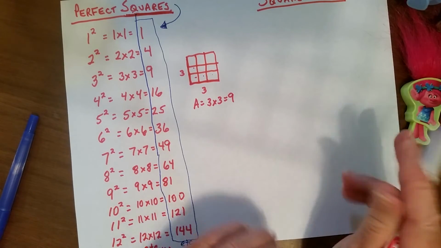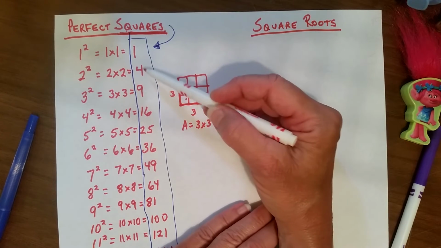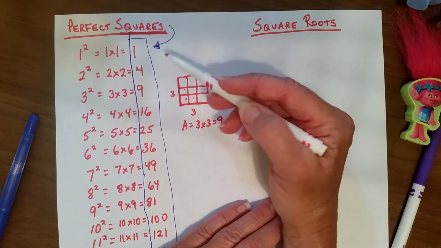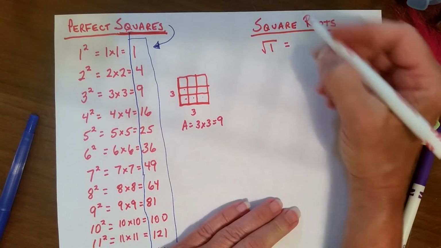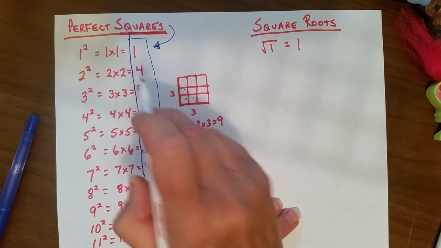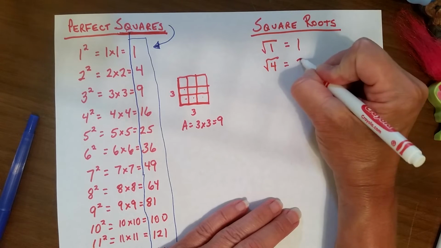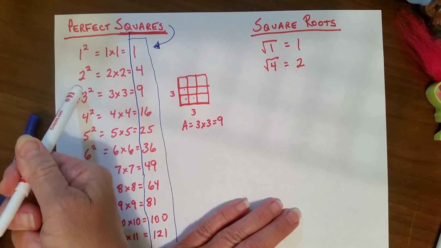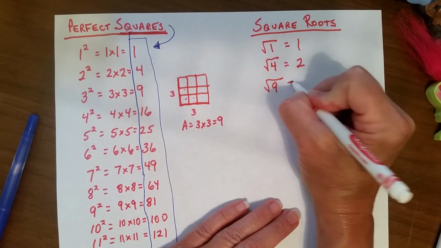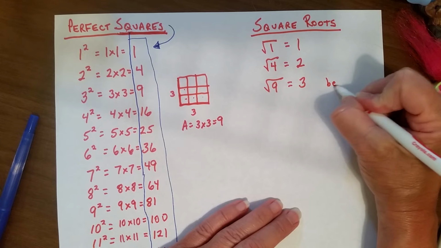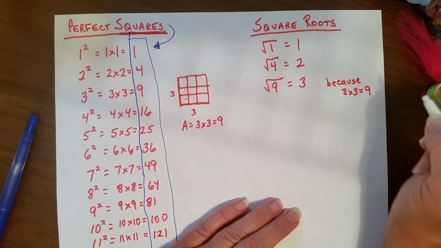Okay, if I wanted to find, oh, there it is, square roots. If I wanted to find the square root of these numbers, I would use this symbol. So the square root of 1 is 1 because 1 times 1 is 1. Okay, the square root of 4 is 2. The square root of 4 is 2 because 2 times 2 is 4. The square root of 9 is 3 because 3 times 3 equals 9.